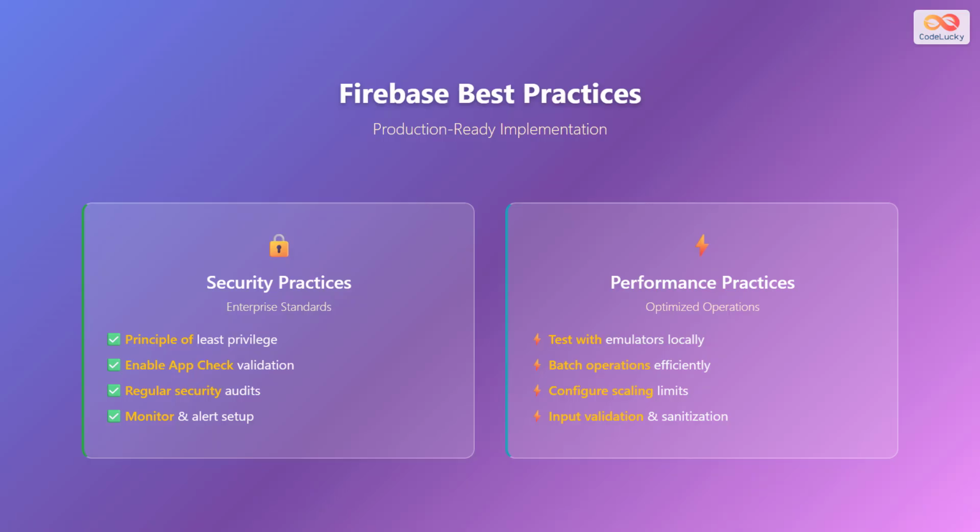Performance optimization practices involve testing applications locally using Firebase emulators before deployment, efficiently batching operations to reduce API calls and improve performance, configuring appropriate scaling limits to manage costs and prevent abuse, and implementing thorough input validation and sanitization to prevent security vulnerabilities. Following these practices ensures that Firebase applications are secure, performant, and ready for production environments.